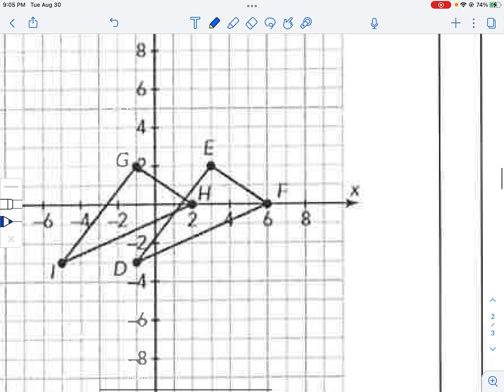If I do this, I'm going to start with an I to G. So if I was to do this, to see how, and compare it to this right here. Do they go up the same amount? Do they go over the same amount? 1, 2, 3, 4, 1, 2, 3. Yep, they do.